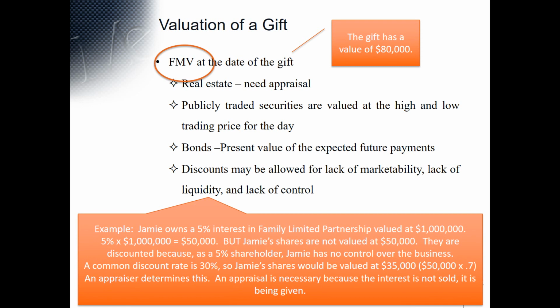This last star here, I want to spend a moment on. The valuation of a gift. Discounts may be allowed for lack of marketability, lack of liquidity, and lack of control. And I want to just note this because this is a review of information we've had earlier about family limited partnerships. So here's our example. Jamie owns a 5% interest in a family limited partnership. The value is $1 million. So 5% times $1 million is $50,000. But Jamie's shares are not valued at $50,000. They are discounted because as a 5% shareholder, Jamie has no control over the business. So a 30% discount rate is commonly used for family limited partnerships. So Jamie's shares will be valued at $35,000, 50,000 times 0.7.